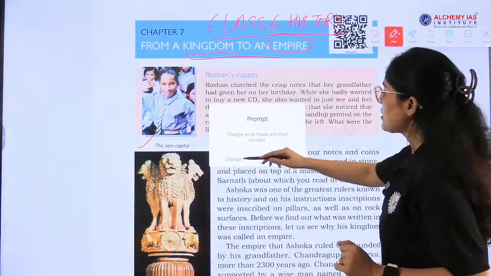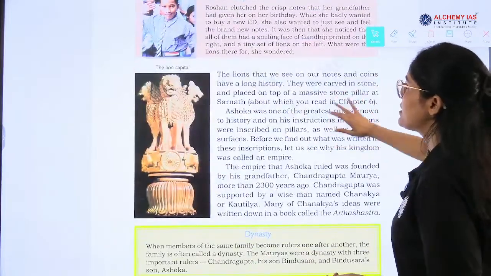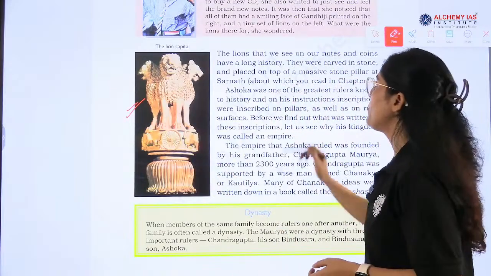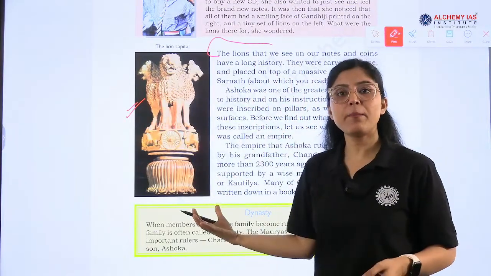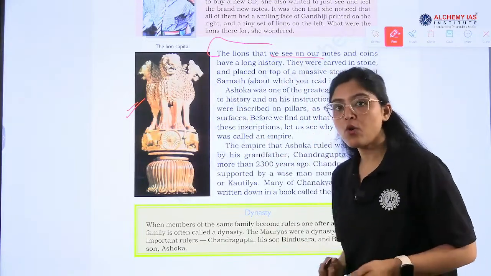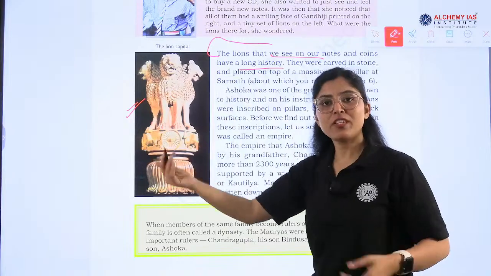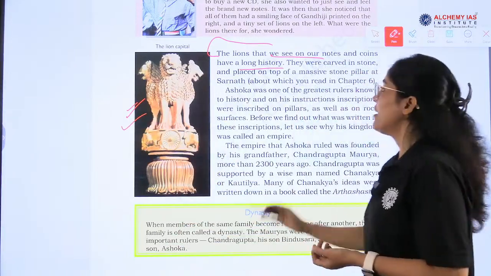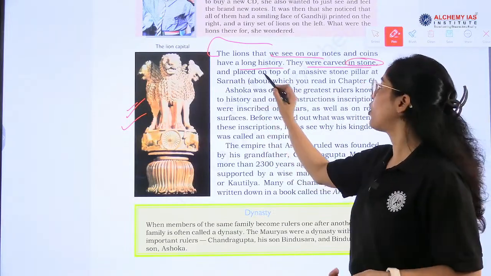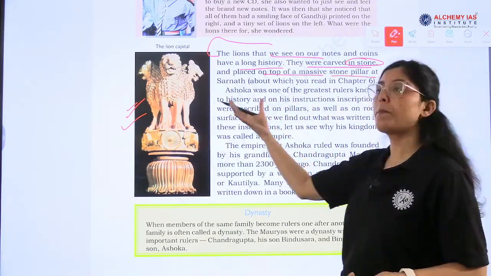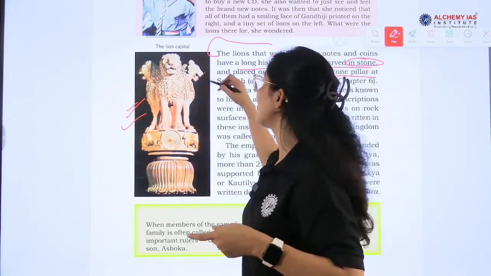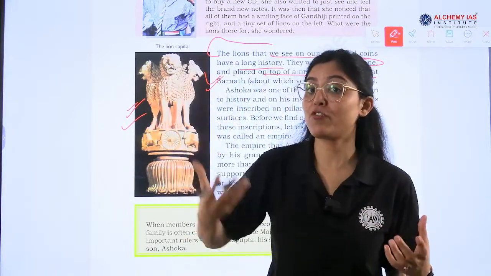Now, at the starting of the chapter itself, we can see the lion capital. This paragraph is dealing with the lions that we see on our notes and coins. They have a long history. They belong to Ashoka's period. They were carved in stone. What was the material? Stone. They were placed on top of a massive stone pillar at Sarnath. The second important thing is that we have taken this lion capital from Sarnath.